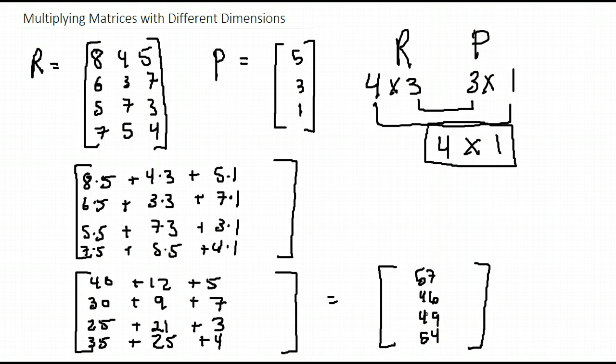So that is the solution to multiplying these two matrices. We have a 4 by 3 times a 3 by 1.